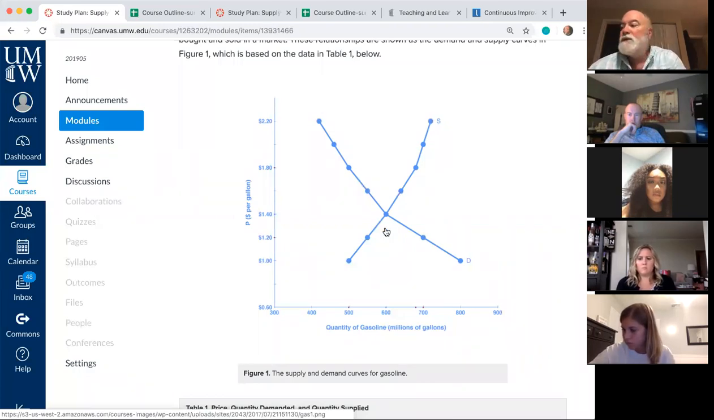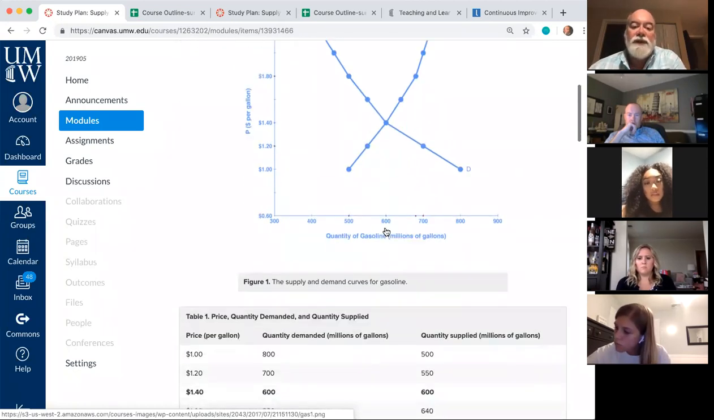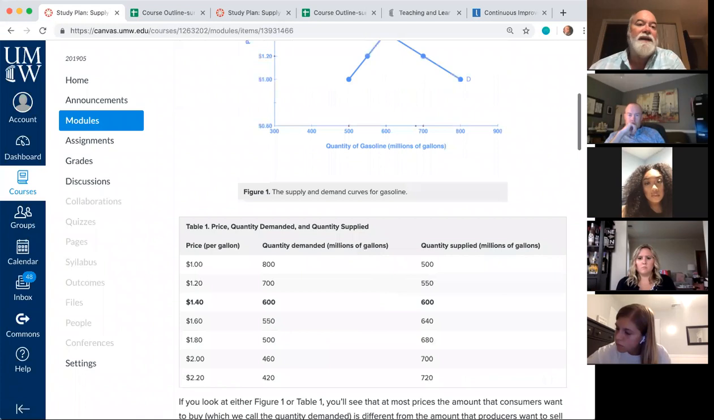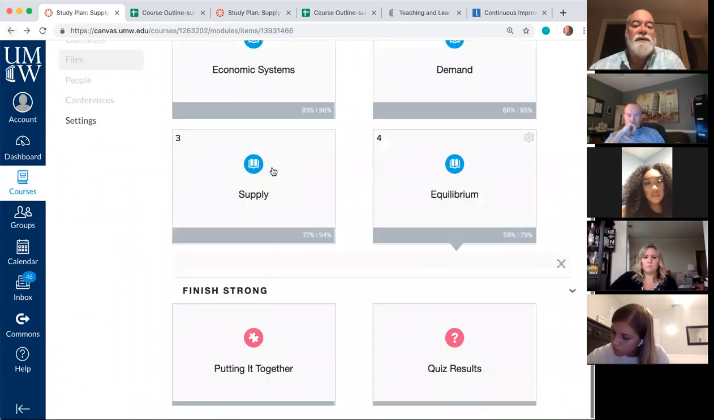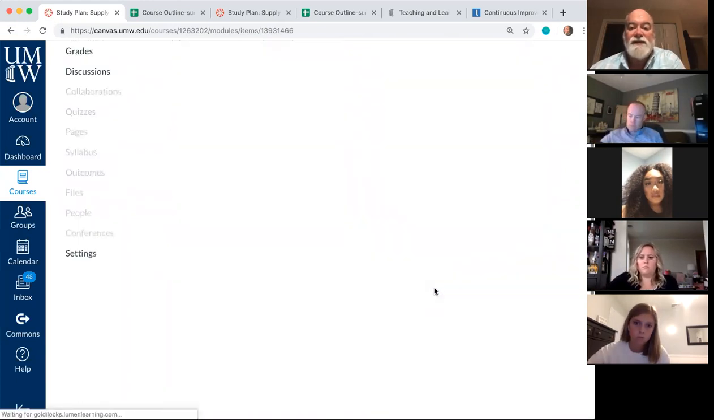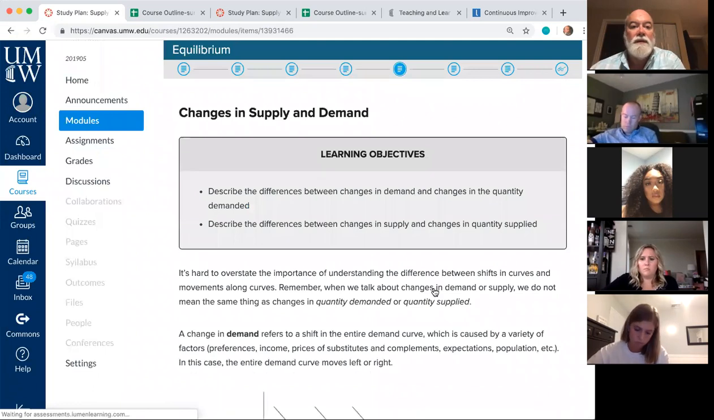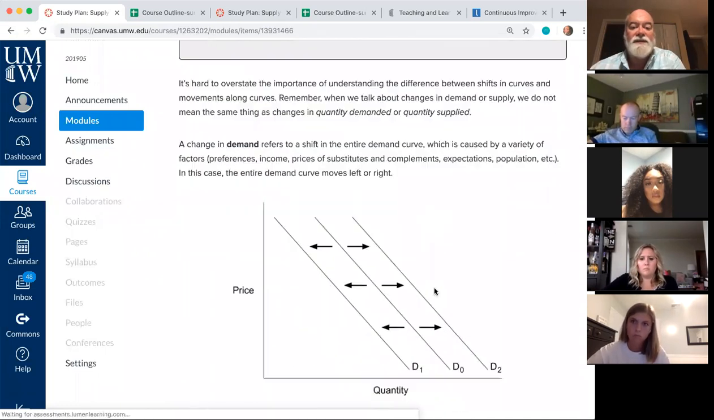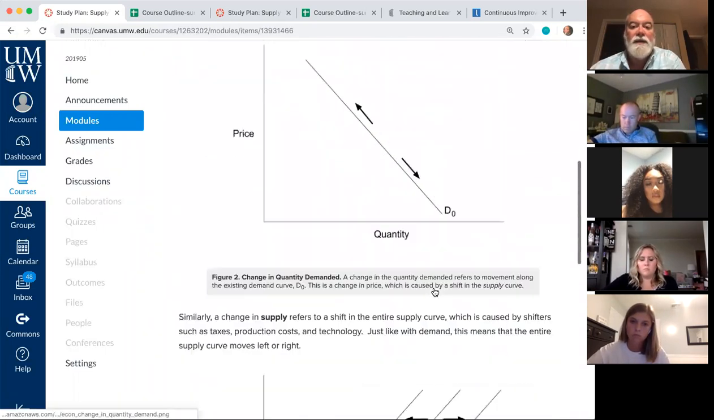All right. Fortunately, there are a limited number of things. Let's see if I can switch back here. There are a limited number of things that cause those curves to shift. Okay, let me see if this is the right one. Changes in supply and demand. Yeah, that's showing the demand curve shifting.